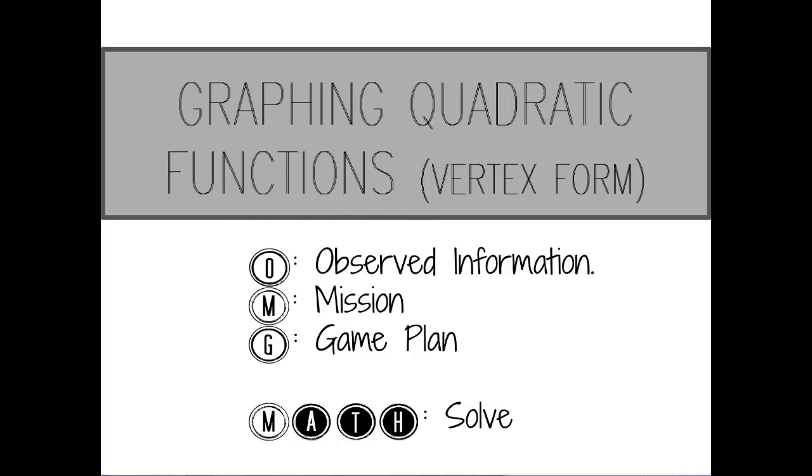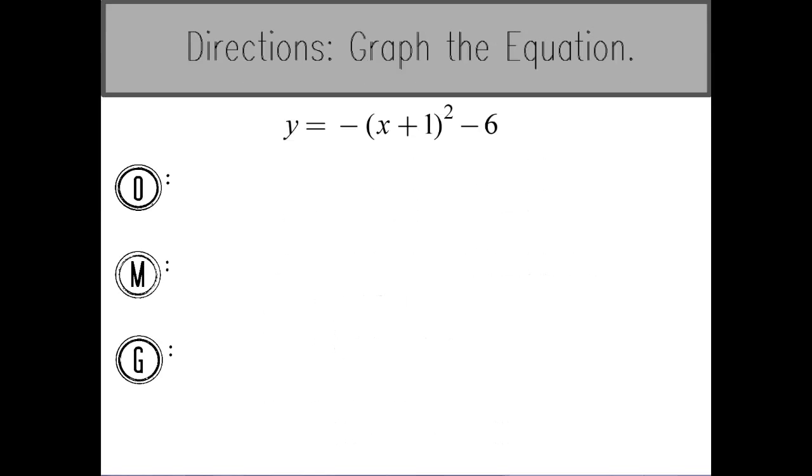Today we're going to practice graphing quadratic functions that are in vertex form using the OMG math method. The directions state: graph the equation y = -(x + 1)² - 6. The first thing we observe is that this is a quadratic equation. Quadratic equations are equations where the highest power is 2. Our mission is simple. Graph this equation.